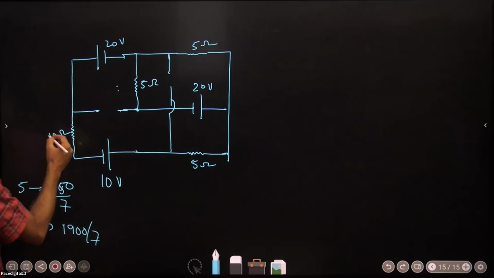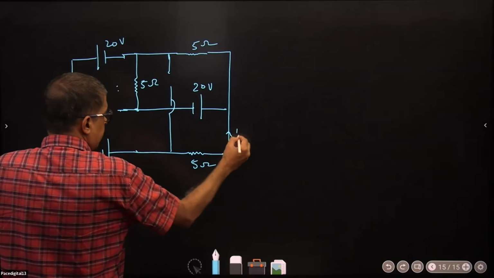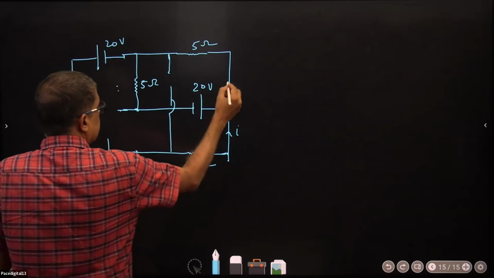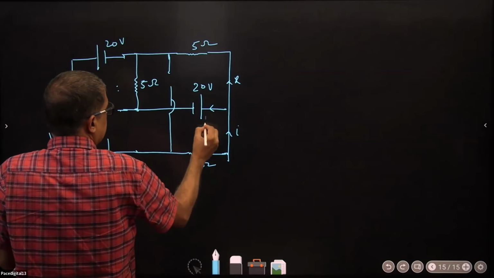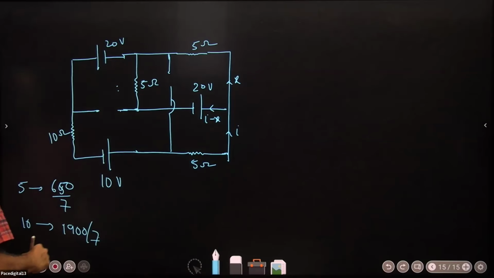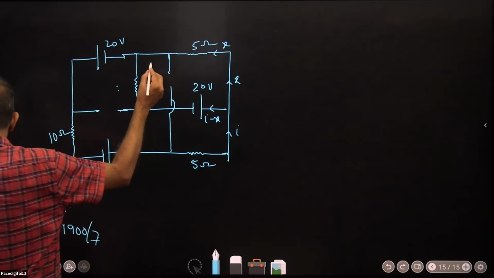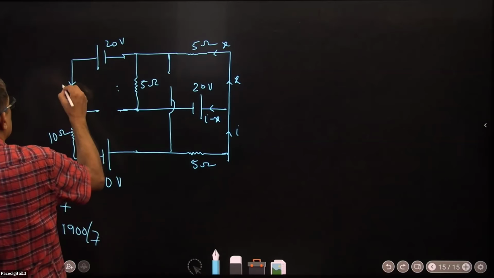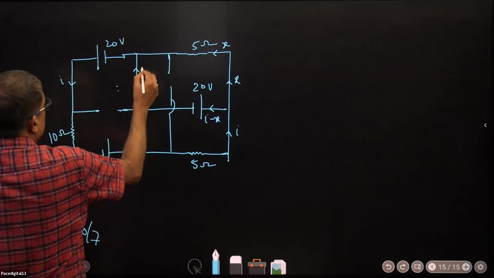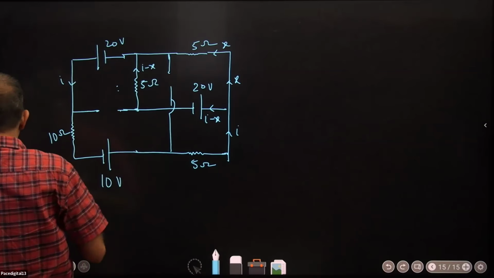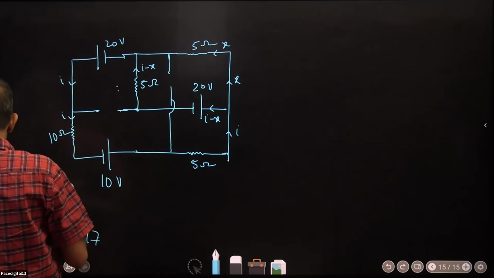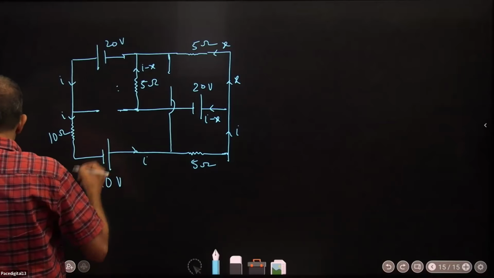Now, if I take I current in it, I am taking I current here. I'll take X current here. I minus X will be here. You will get X current here. This is I minus X. This is I.